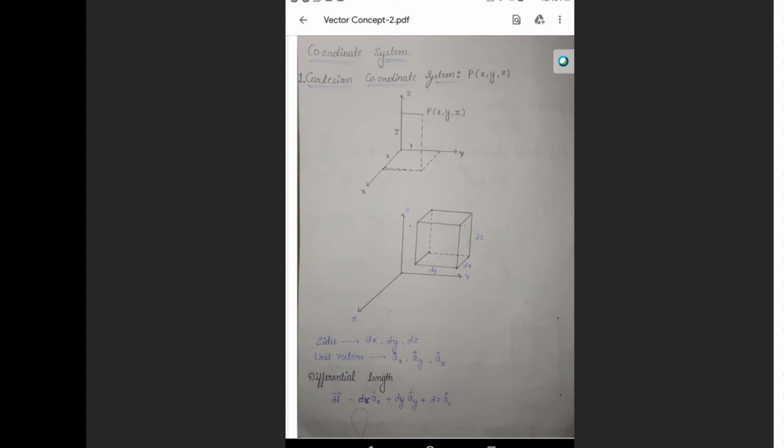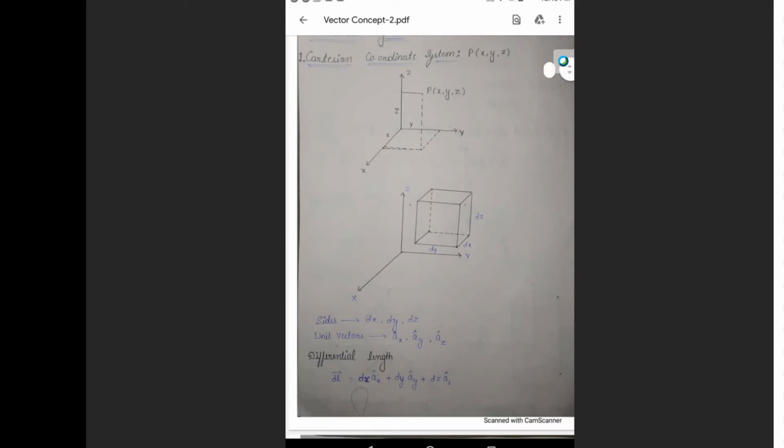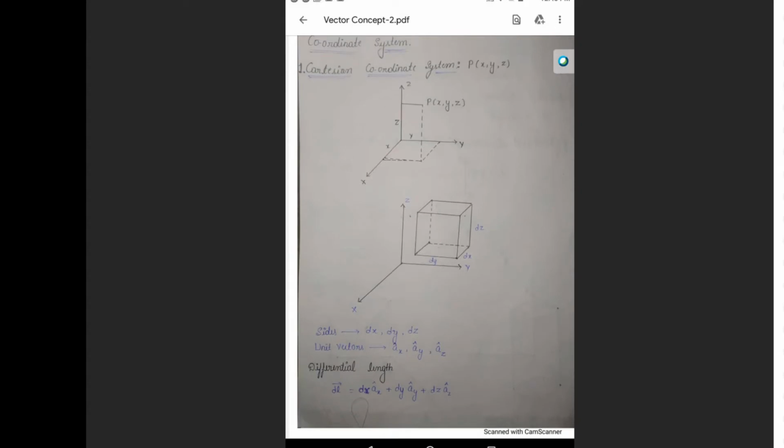For example, if you draw a cube, all the sides are parallel to one of the axes. The slant side is parallel to the x-axis; you can take that as dx. The horizontal is parallel to y, taken as dy, and the vertical is parallel to the z-axis, taken as dz. So you can consider a cube having the sides dx, dy, and dz. In Cartesian, the sides we assume for this cube are dx, dy, and dz. The unit vectors are ax, ay, and az.